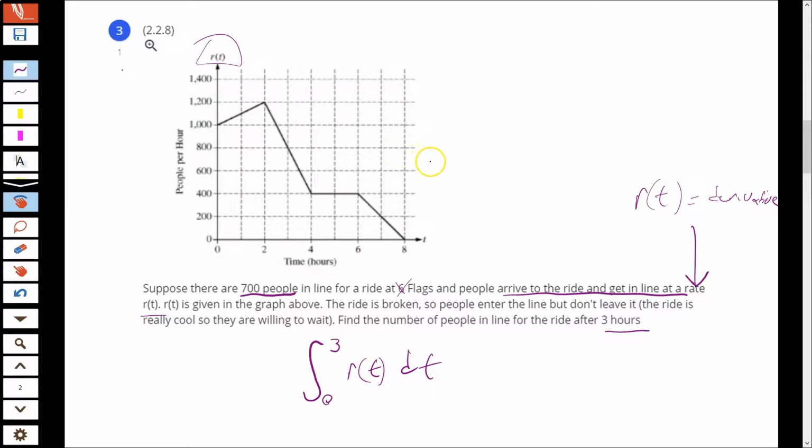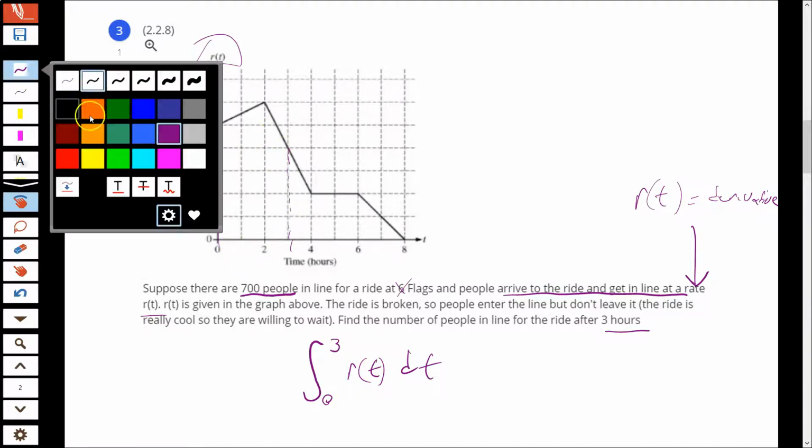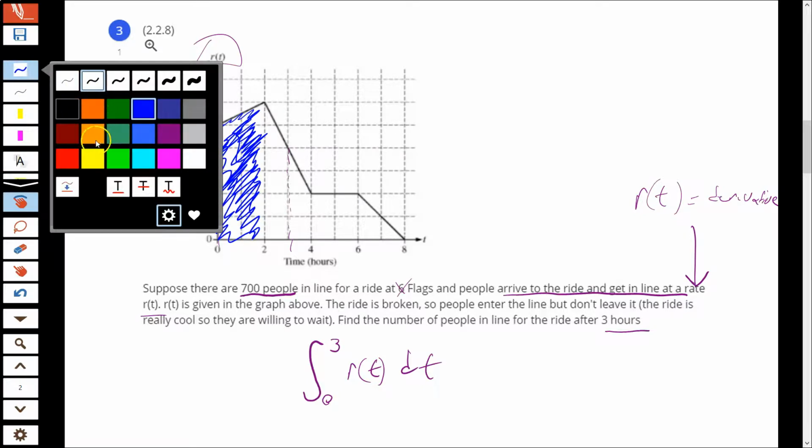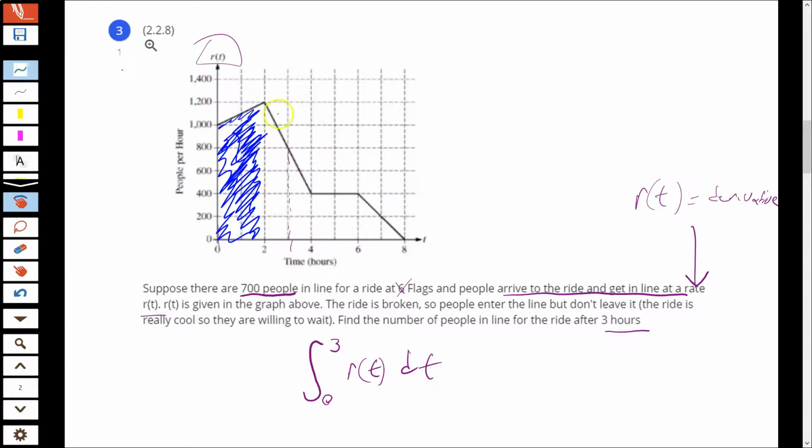Okay, so now we have to think about how we can solve that. Well, it looks like all we have is a graph, right? So let's tackle this graphically. So here is t equals 3. Here obviously is 0. So we need to find this area. And I'm going to divide it up into 2 trapezoids. So trapezoid number 1 is going to be in blue here. And trapezoid number 2 will make green.